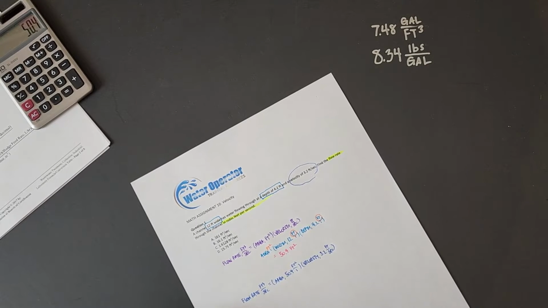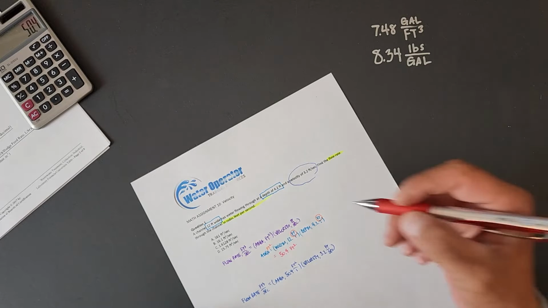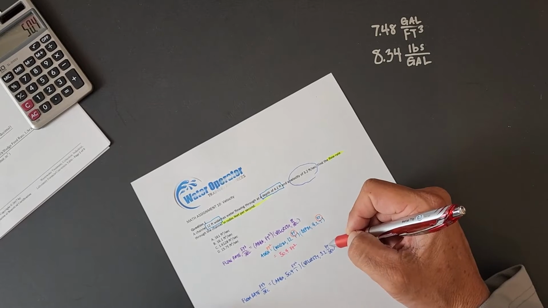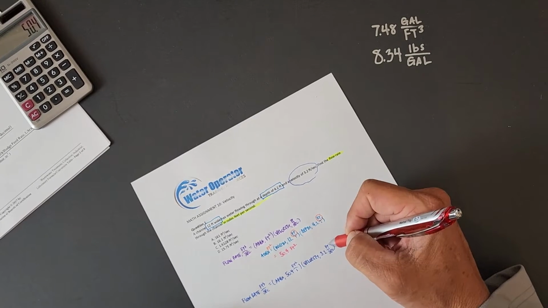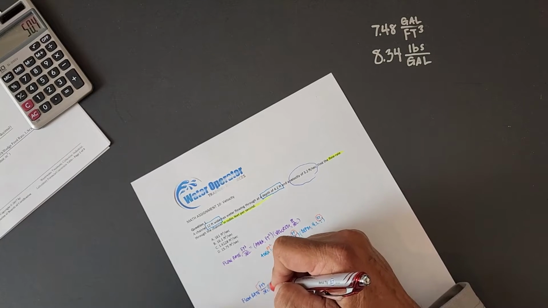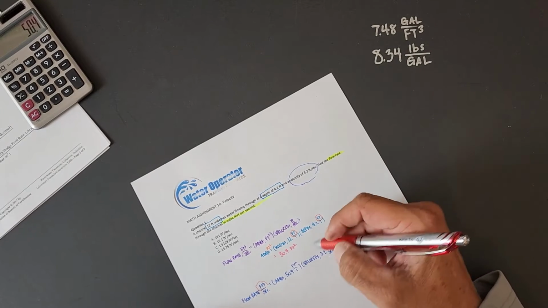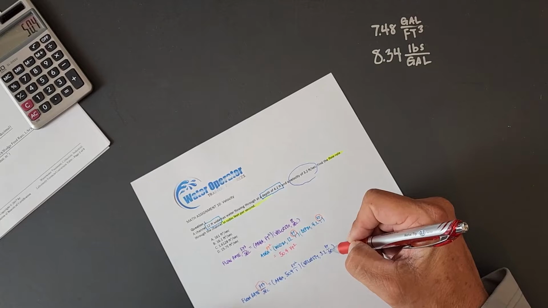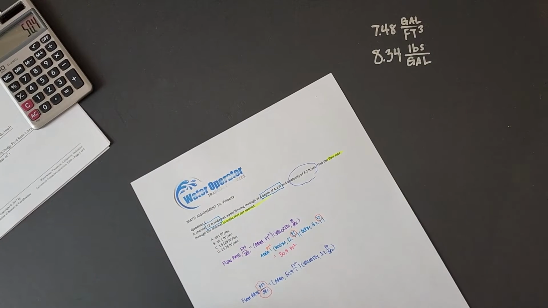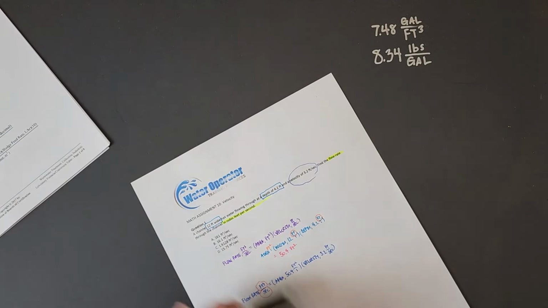Now let's see what that does for us. We have square feet and feet. 2 plus 1 is 3. So we have cubic feet. And then here we have 1 times second equals seconds. So we're in good shape. Let's multiply that across and see what we get.